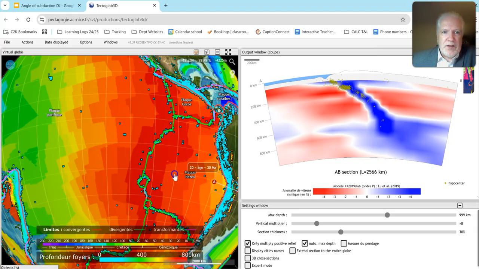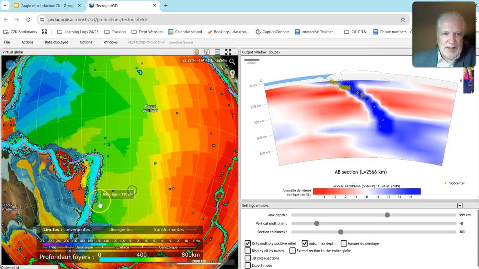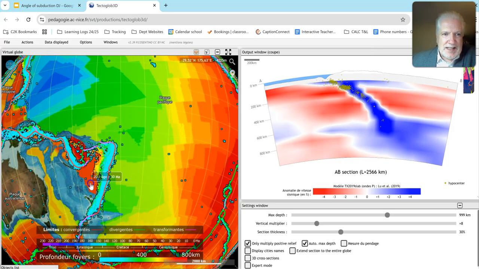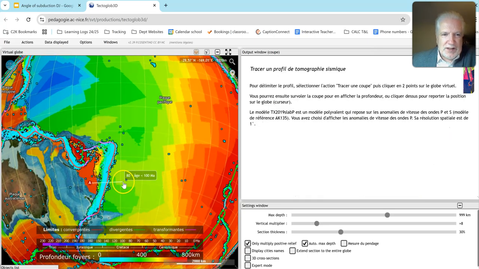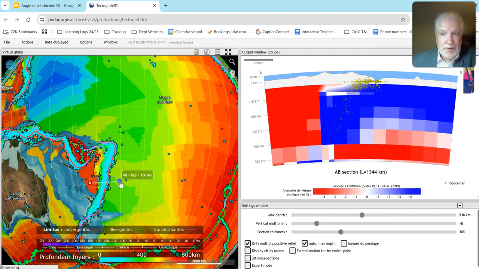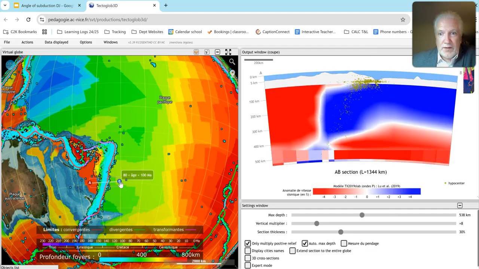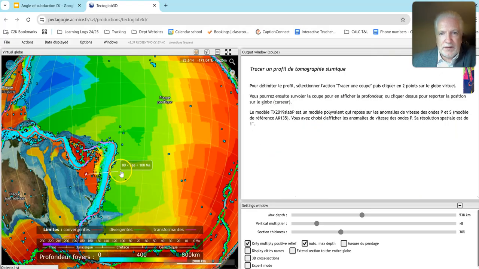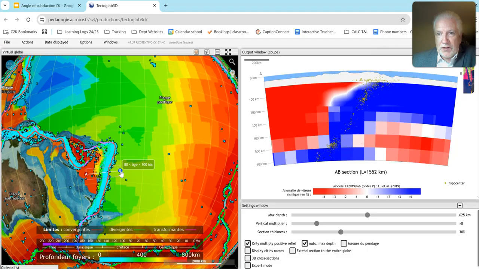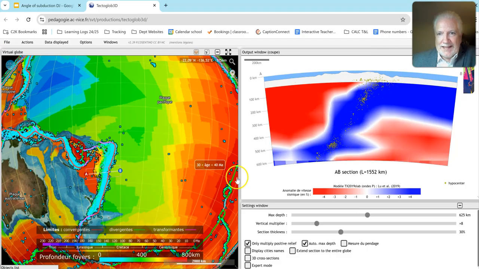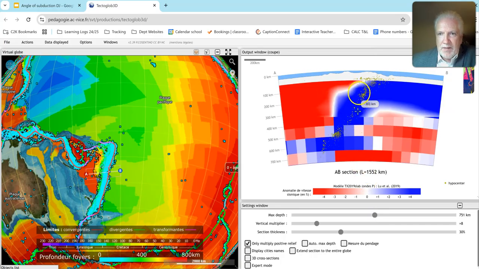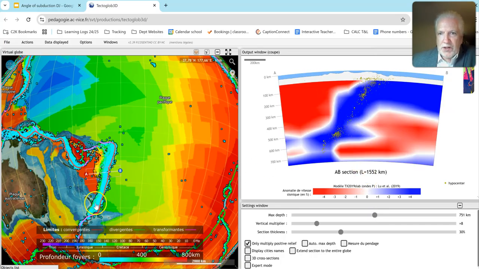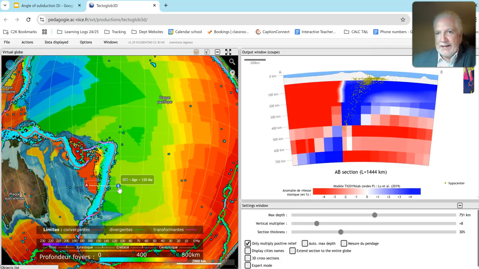But what about over on the other side? Is it subducting down at a steeper angle? Let's draw this on and find out. And lo and behold, there it is, subducting at a much, much steeper angle than the other one that we've just looked at. I'm just going to change the depth slightly so we can see it a little bit better. There's the steeper angle of subduction, which is exactly what we would expect to find.